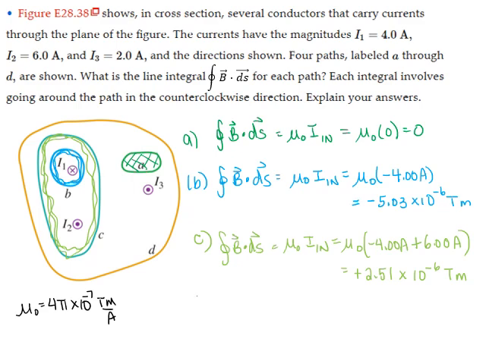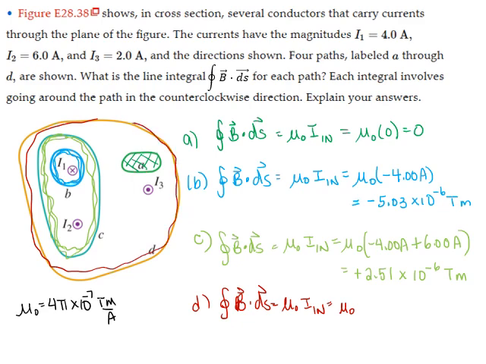Okay, last we have path D, integral of B dot ds equals mu naught times I inside. When we look at path D, we have current I1, current I2, and current I3 inside of path D. So we've got minus 4 amps plus 6 amps plus 2 amps. The sum of that is going to give us plus 4 amps. Multiply that by mu naught and we get positive 5.03 times 10 to the minus 6 teslas times meters.